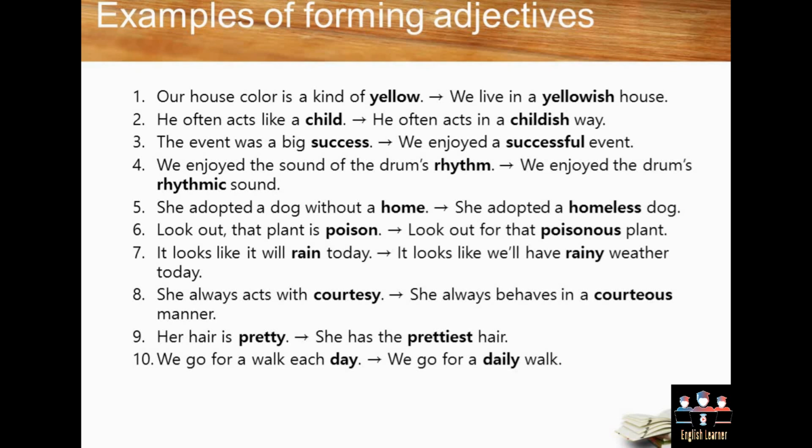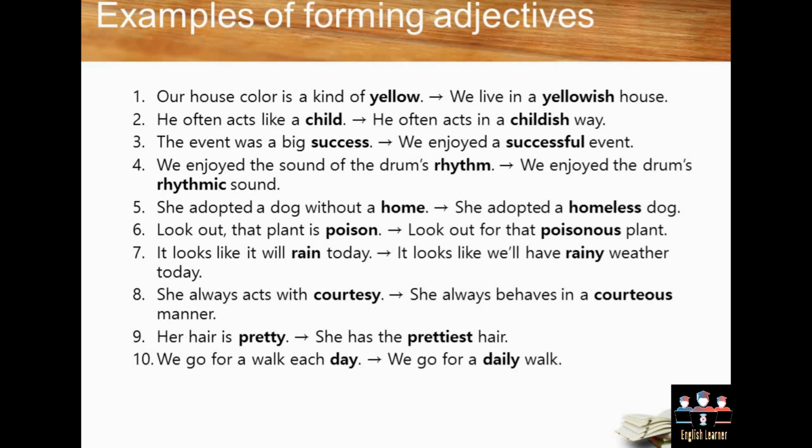Number 4. We enjoyed the sound of drums rhythm. We enjoyed the drums rhythmic sound. In this example, you are noticing here that rhythm is transformed into an adjective by simply adding IC at the end of it. Number 5. She adopted a dog without a home. She adopted a homeless dog. In this example, home is a noun which is transformed into its adjective by simply adding less at the end of it.